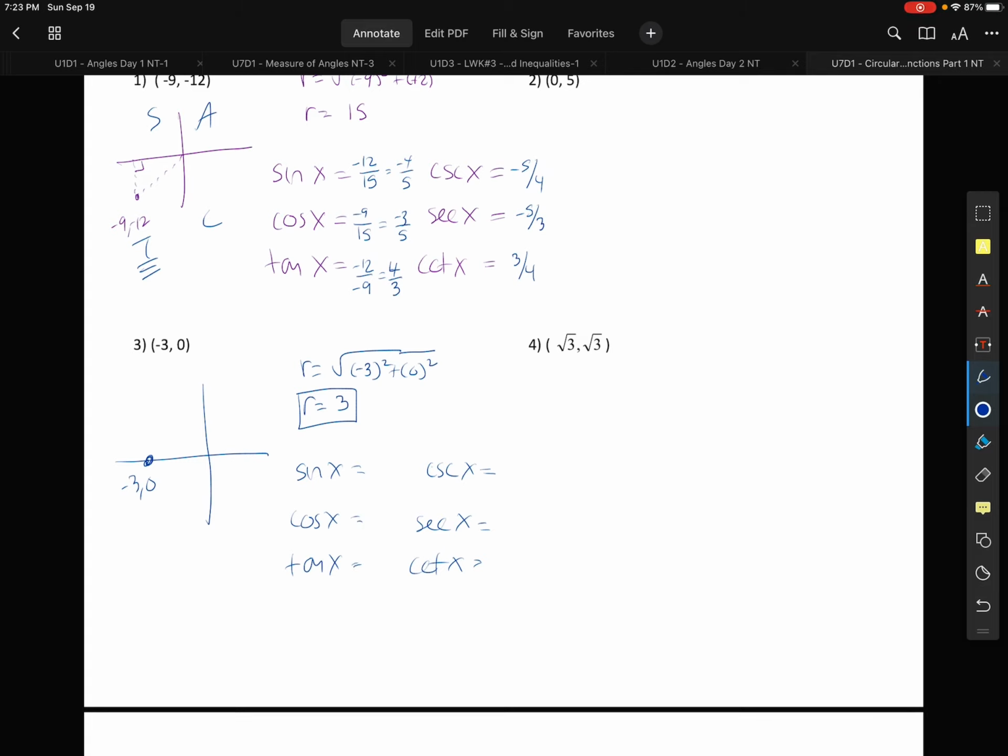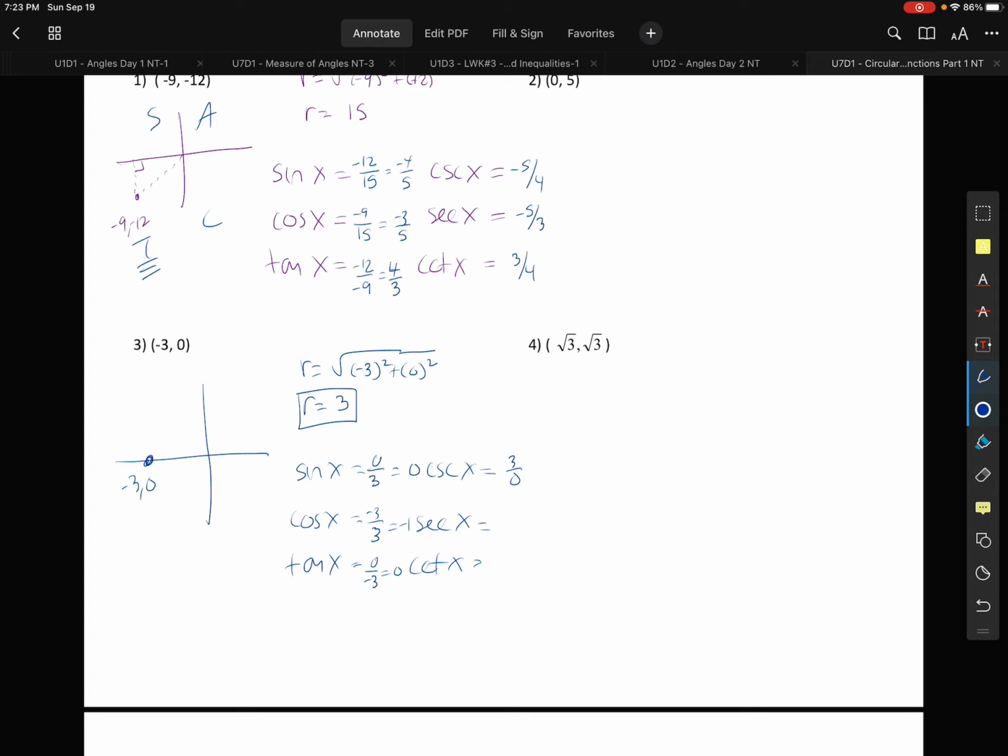Alright, so if we have, in this situation, sine, we got 0/3 equals 0. Cos, -3/3 equals -1. Tan, 0/3 equals 0. Alright, got the flips.